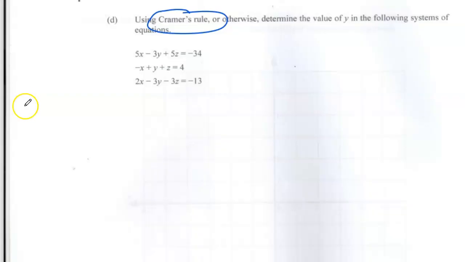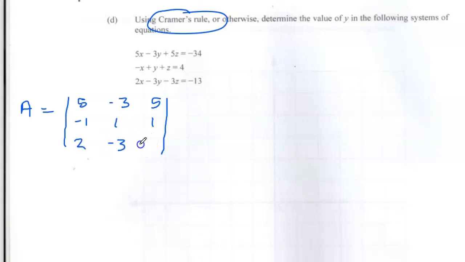So let's call the first matrix A, and A will be just the coefficients of all the terms on the left hand side. Let's find the determinant of A. So that will be 5, minus 3, and 5 again. The second row is minus 1x, 1y, 1z. And then the final row is 2, minus 3, minus 3. Alright? So let's find the determinant of A.